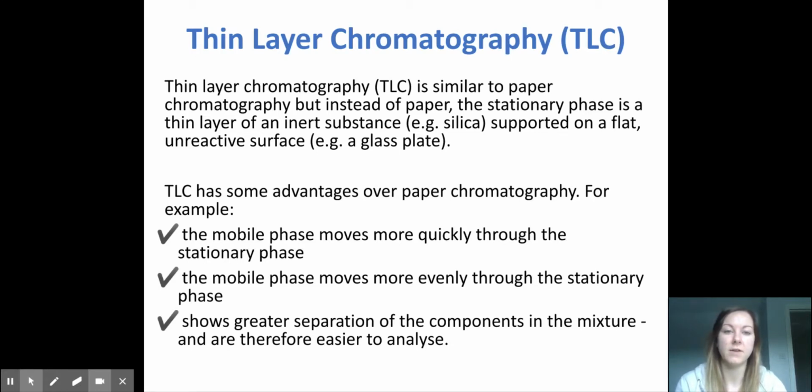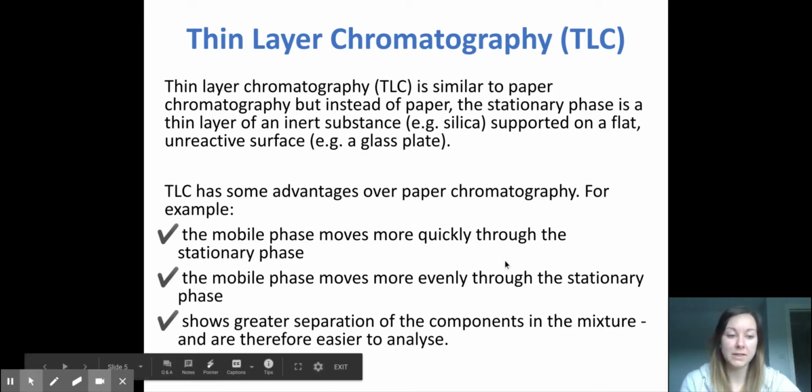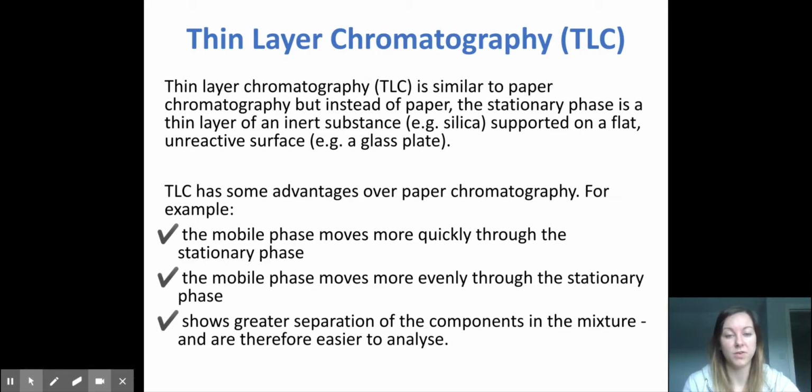TLC does have some advantages over the kind of normal paper chromatography. The mobile phase is going to move more quickly through the stationary phase. Sometimes you can be waiting a while when you do paper chromatography for your solvent to travel all the way up the paper as far as you need it to go. The mobile phase moves a lot more evenly.